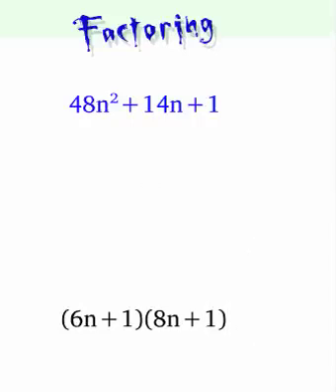So the two first numbers have to multiply to give us the first number up here. And we know the two last numbers have to multiply to give us the last number. But then to get the middle number, you multiply the two outers and the two inners, and they have to add up to give you the middle term. So it's just a matter of playing with the numbers.